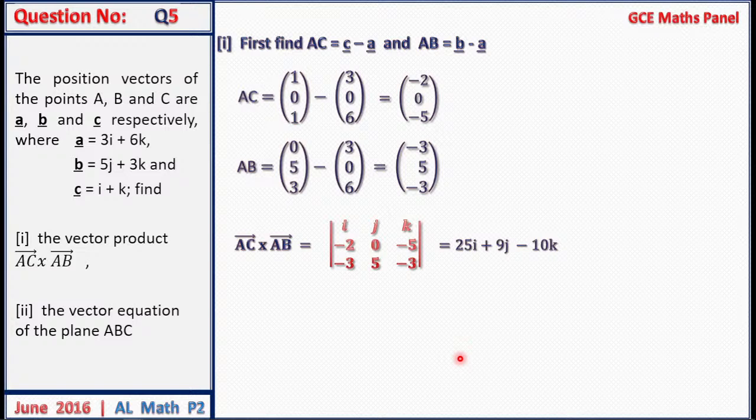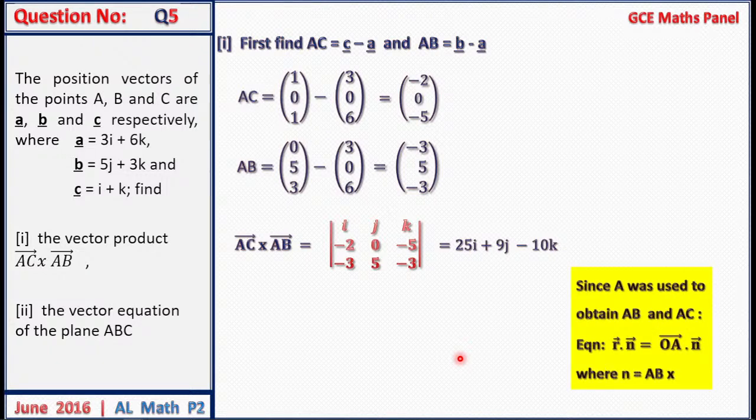Okay, that's vector simplification. Now, part B of the question wants us to look for the vector equation of the plane ABC. Since A was used to obtain AB and AC, the vector equation of the plane should be r dot n is equal to OA dot n, where n is the normal to the plane with vectors AB and AC. Can you see you have A, you have A, that's why I have OA here. So if another point was given, we will do the same. So our vector equation will be r dot n equals OA dot n.